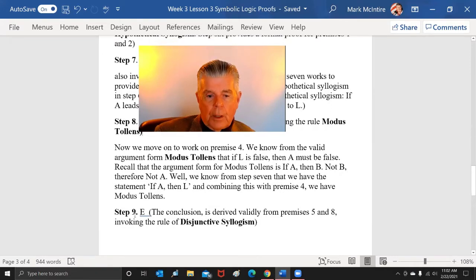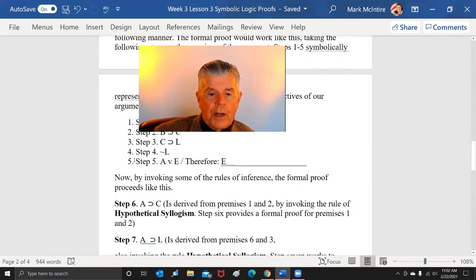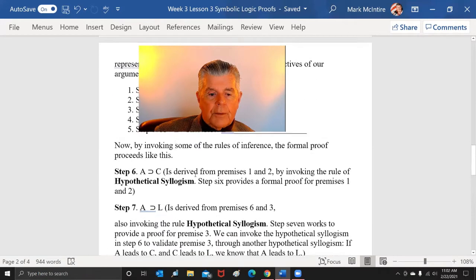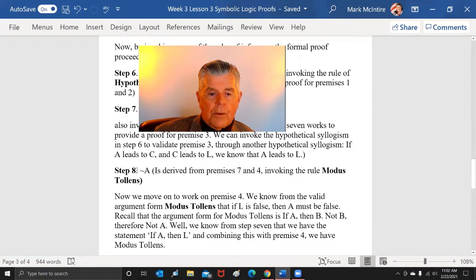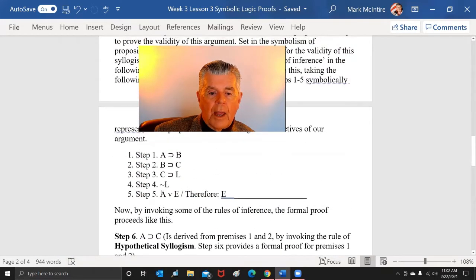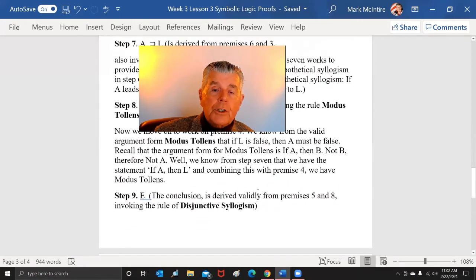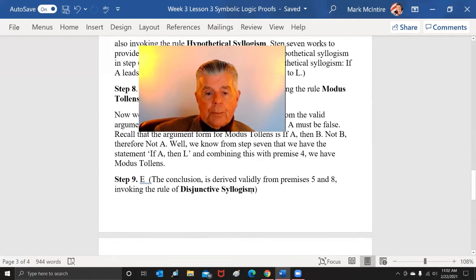Step 9. E, the conclusion, is derived validly from premises 5 and 8. There's 5, and there's 8 right here. Either A or E, not A, therefore E. So that's what a formal proof looks like, translating from ordinary language into propositional symbolism and applying just some of the rules, just a couple of them.